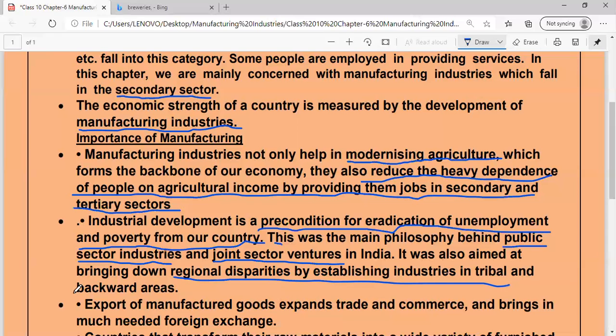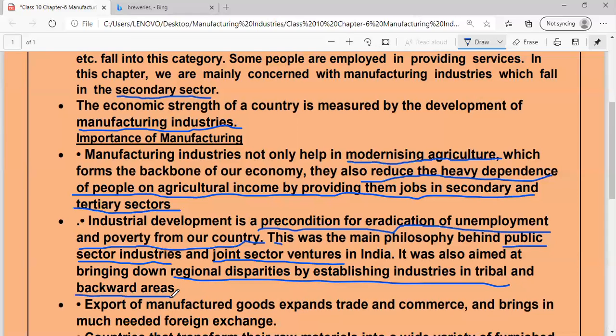So when the government is investing money in backward and tribal areas, those regions will develop and there will be reduction of regional imbalances. Otherwise, big cities would grow and small cities won't grow. So there should be balanced development. All the regions should develop. In order to bring balanced regional development, we should set up industries in backward and tribal areas. Who will set up industries there? Only the government will set them up.